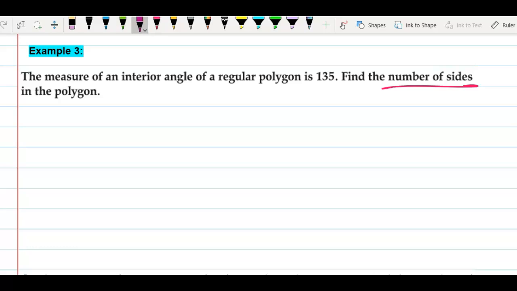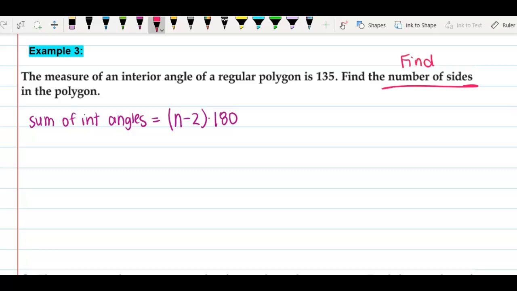So the sum of interior angles comes from our equation that we've been using this whole video, our n minus 2 times 180. Okay, which makes sense because if we want the number of sides, this is really saying, find n, because n is representing the number of sides in all of the equations we've talked about.